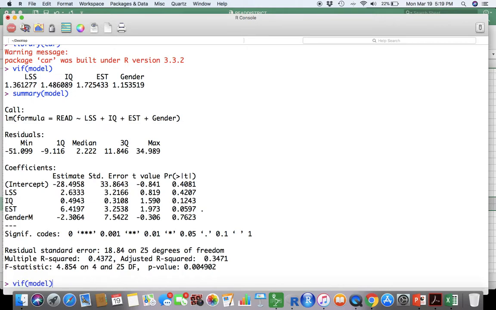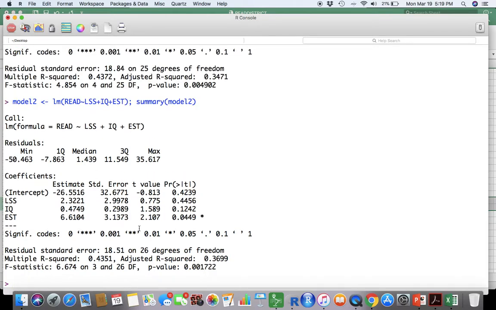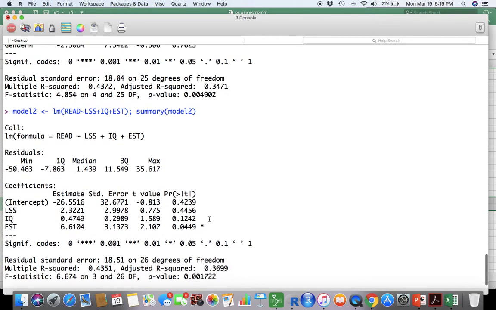So I'm going to go up and get my first model. All right, and I'm going to delete gender. And I'm just going to call this model 2. And then I want to do summary of model 2. Now when I do summary of model 2, you can see that EST became statistically significant, which is fine and dandy, but I want an overall statement about the comparison of the two models.